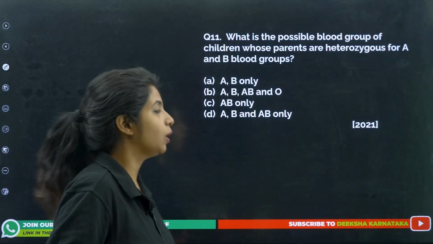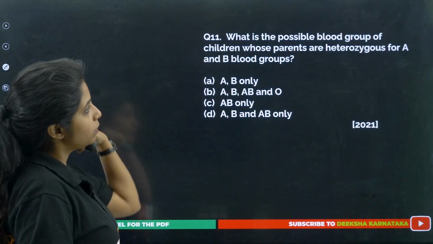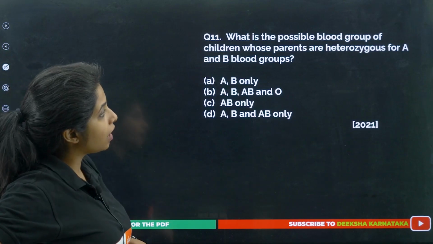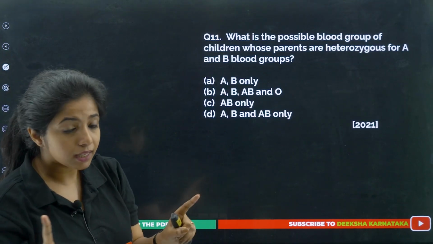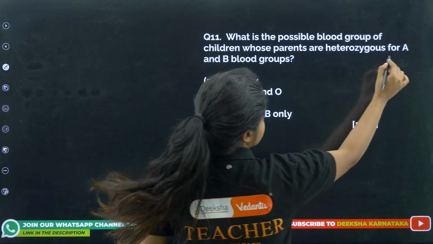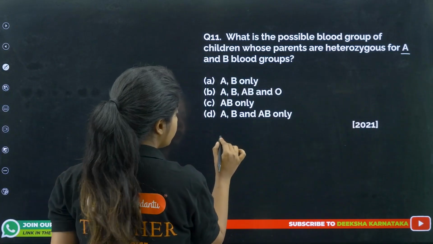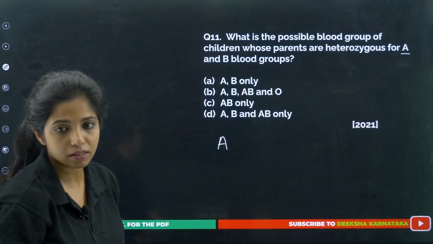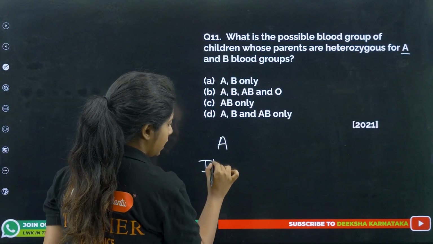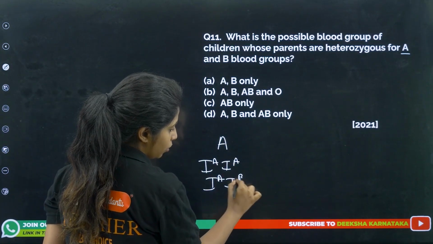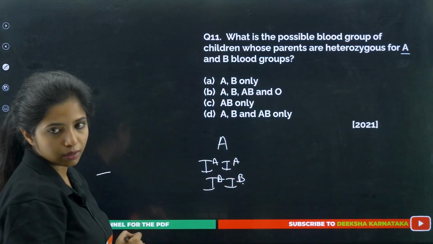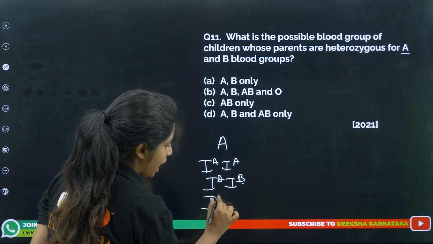Remember that. Now, question number 11. What is a possible blood group of children whose parents are heterozygous? Heterozygous means it's not the same alleles. For example, say an A blood group person is heterozygous. That means it cannot be IA IA. Can it be IA IB? No, in that case both of them would have been showing up. So it has to be IA IO.